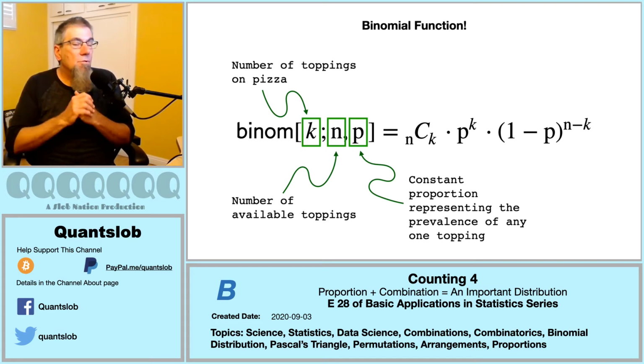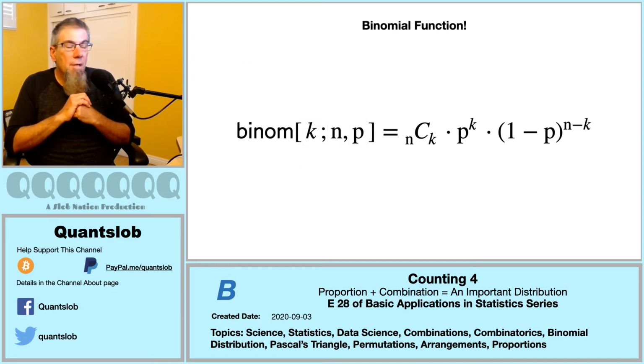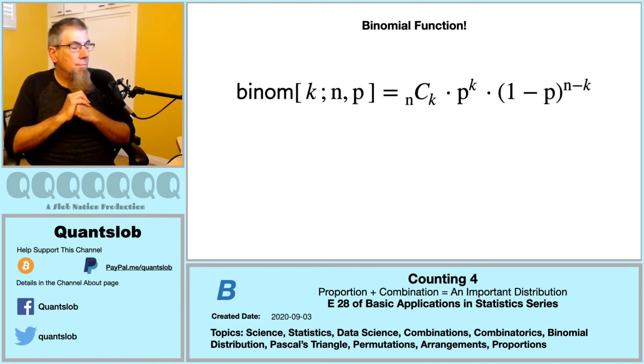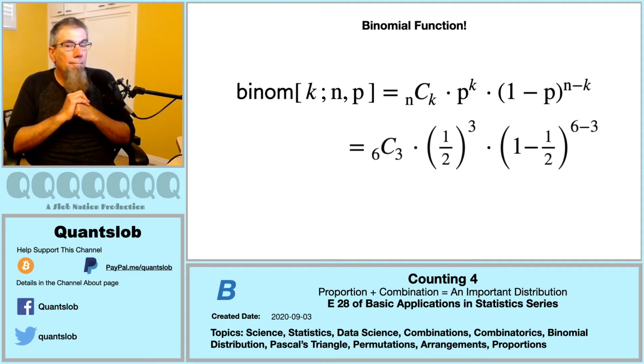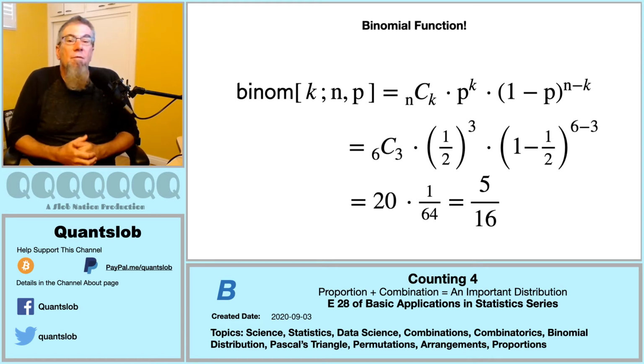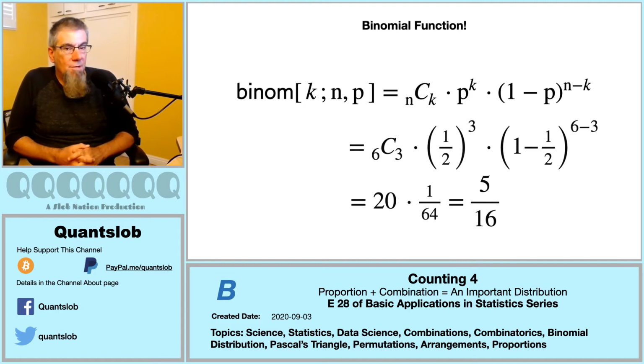So now let's make use of this on our original setup, where we have a collection of one of each kind of pizza. 6 choose 3 is 20. 2 times itself 3 times, 2 times itself 3 times, is 64. 20 over 64, which simplifies to 5/16. We already know that. Same answer as before.